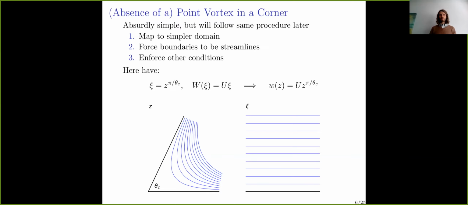Basically, map to a simpler domain. We're going to force the boundaries to be streamlines. And then if we have any other conditions, we'll enforce them. So in this case, very simple. We just unfold the corner to a half plane. So then in the half plane, we write down uniform flow.